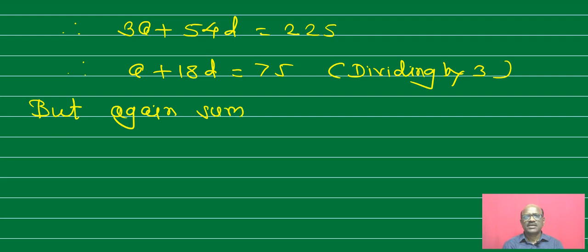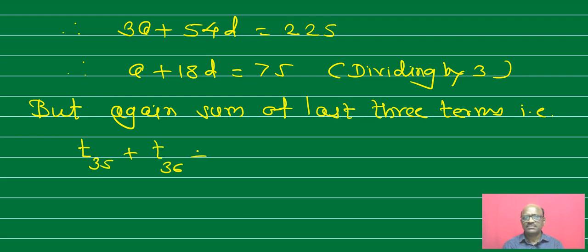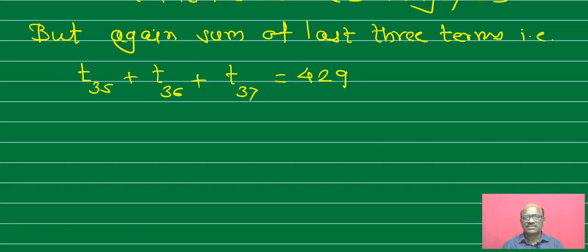But again, the sum of the last 3 terms, that is T35, T36 and T37, is equal to 429. Therefore, T35 is equal to... again apply the formula of Tn.